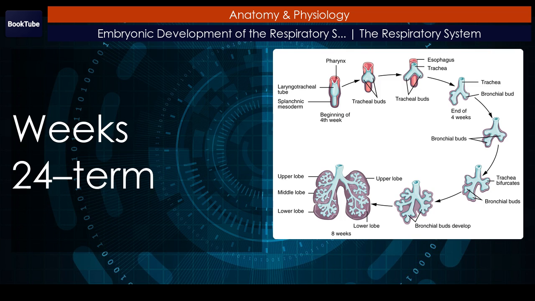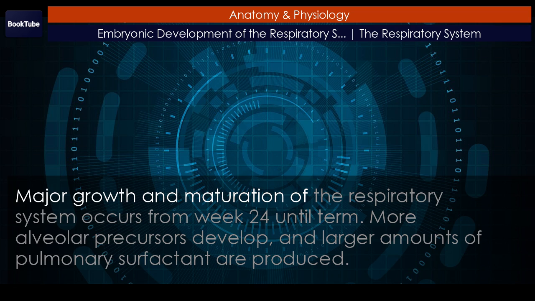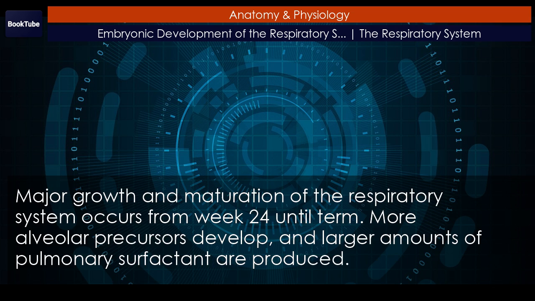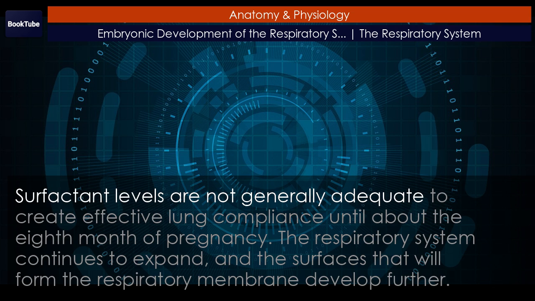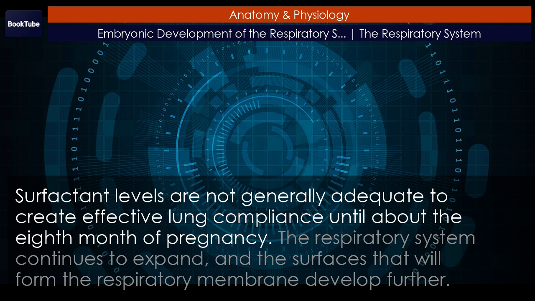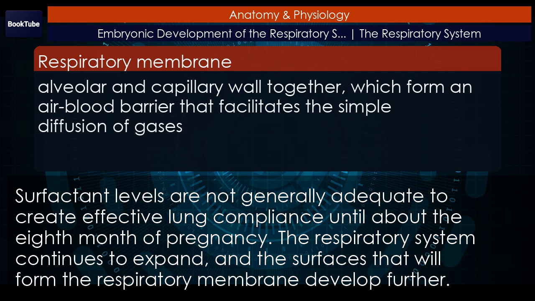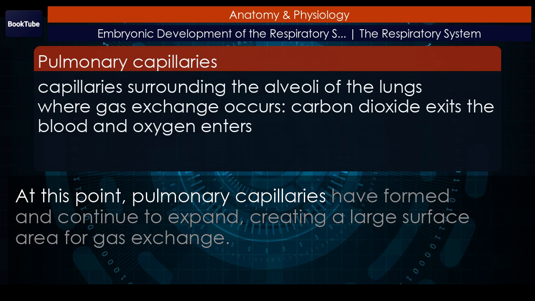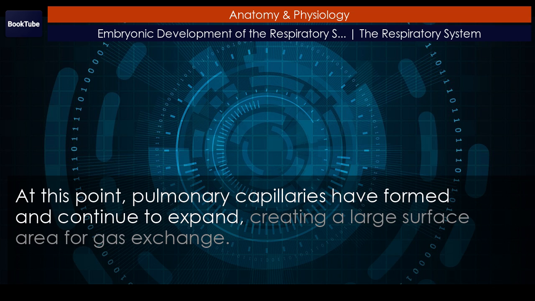Weeks 24 to term. Major growth and maturation of the respiratory system occurs from week 24 until term. More alveolar precursors develop, and larger amounts of pulmonary surfactant are produced. Surfactant levels are not generally adequate to create effective lung compliance until about the 8th month of pregnancy. The respiratory system continues to expand, and the surfaces that will form the respiratory membrane develop further. At this point, pulmonary capillaries have formed and continue to expand, creating a large surface area for gas exchange.